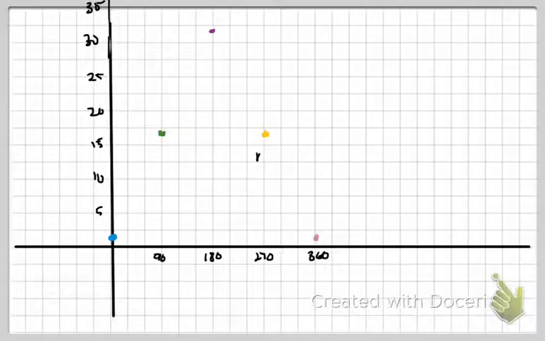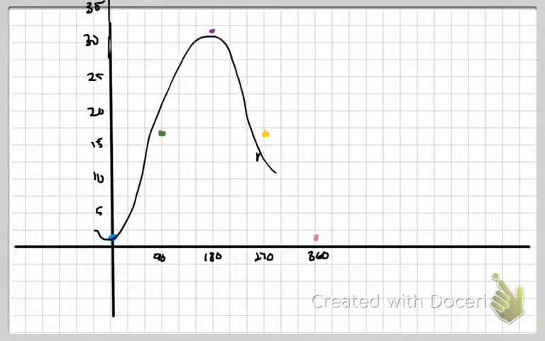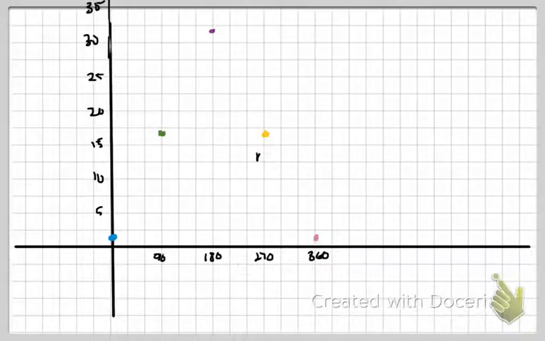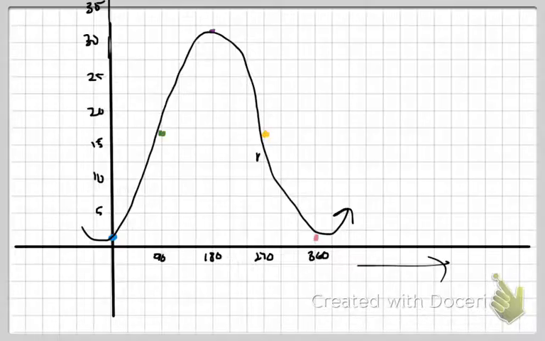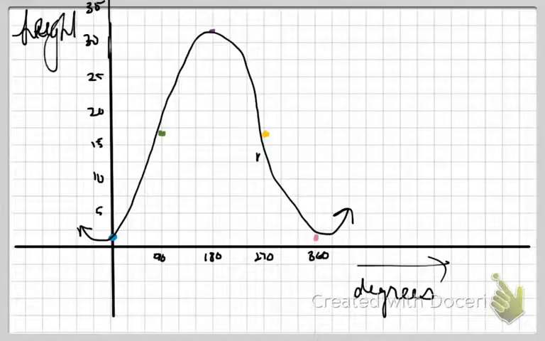That's one full rotation of our rider, so we can just connect the points. This isn't going to be great, but let me try that one more time. Here we go. There we go. And we could continue going further if we wanted to. Okay, but that's just one cycle graphing the path. So this is degrees, and this is height above the ground. Okay, and there you have it.